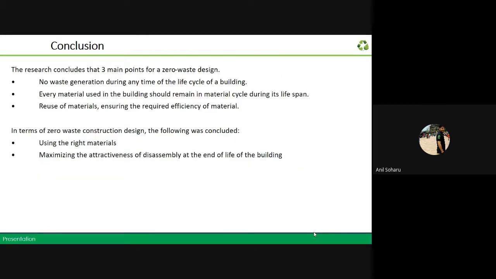So in conclusion, what we can conclude is that we should have no wastage generated during any time of the life cycle of a building. That needs to be ensured. Every material in the building should remain in the material cycle during its lifespan. Raw material must be reused efficiently. And in terms of design, we should ensure that the right material is used, and demountability, prefabrication, these kinds of initiatives must be taken care of.